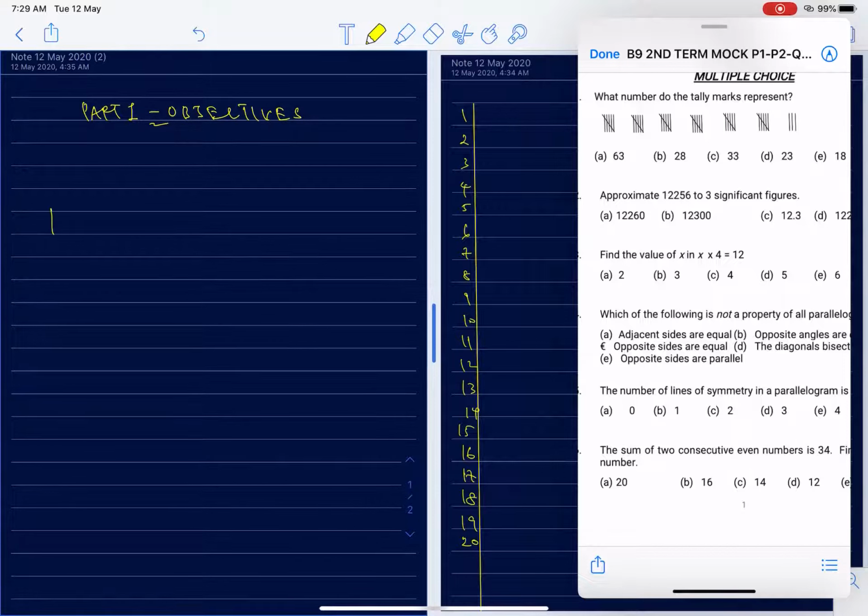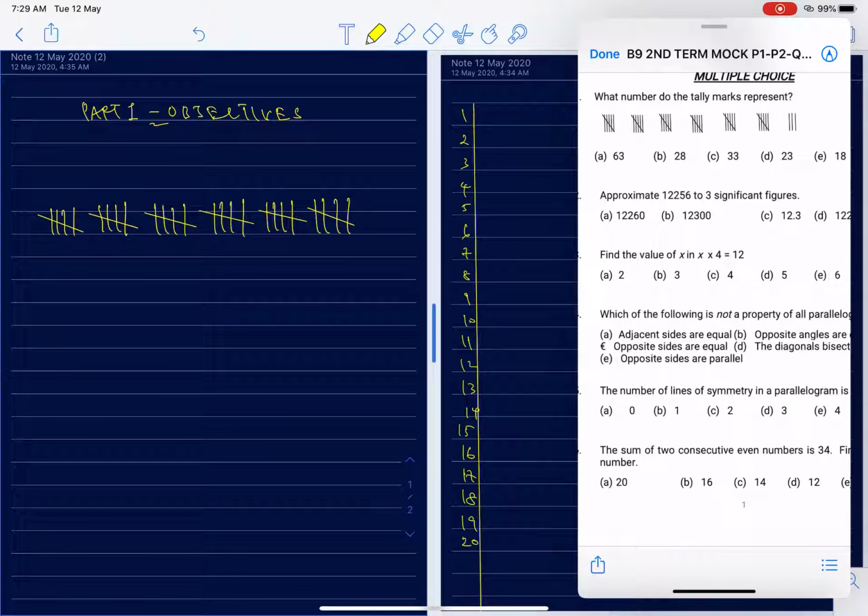It should be 1, 2, 3, 4, and a stroke to make 5. 1, 2, 3, 4, and a stroke to make another 5. And we continue this way for six groups of 5 in total.